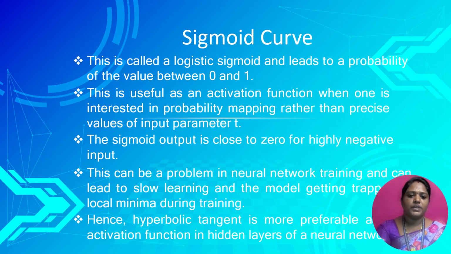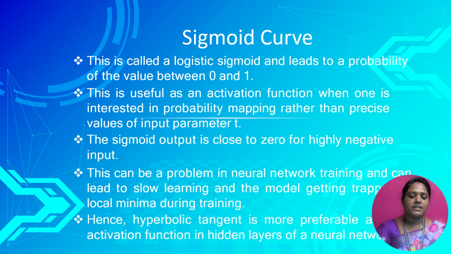Next one is the sigmoid curve. The sigmoid curve is also called the logistic sigmoid, and it produces a probability value between 0 and 1. So 0 represents false statements, 1 represents true values. This is very useful as an activation function when one is interested in the probability mapping rather than the precise value of the input parameters. The sigmoid output is closer to 0 for highly negative input.